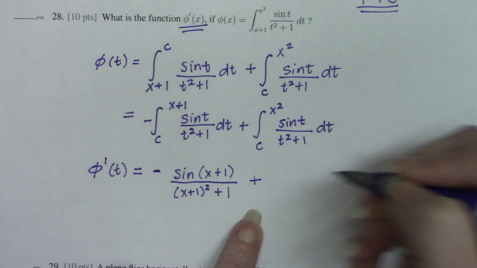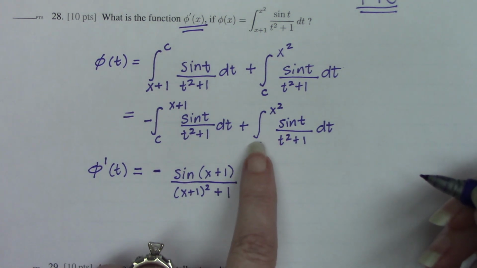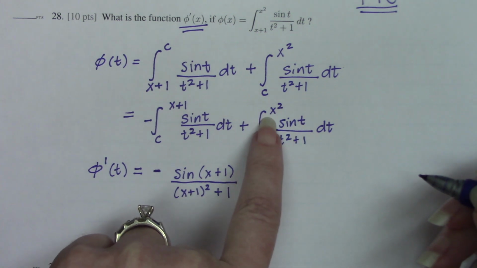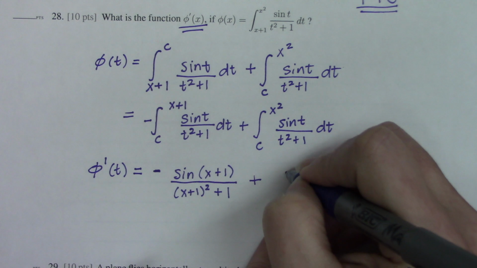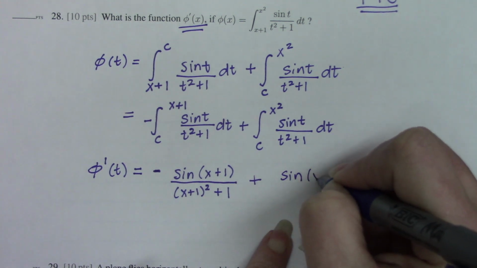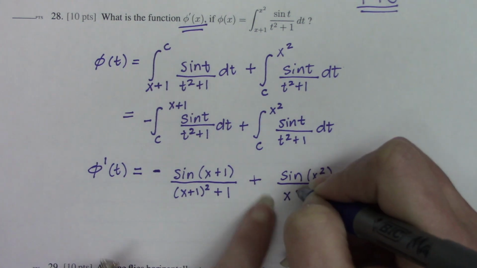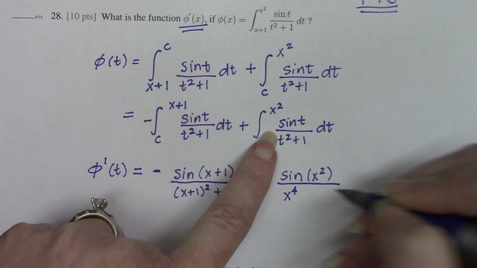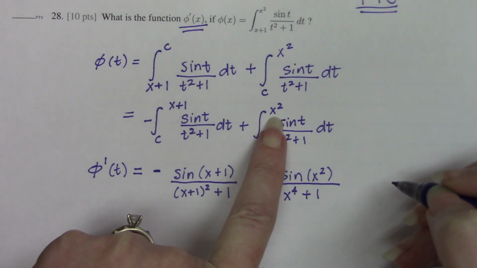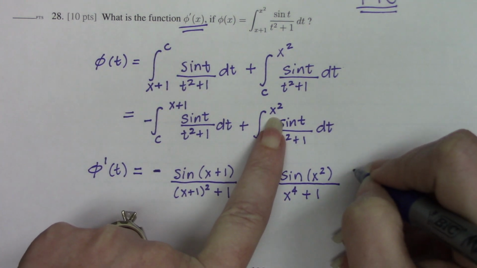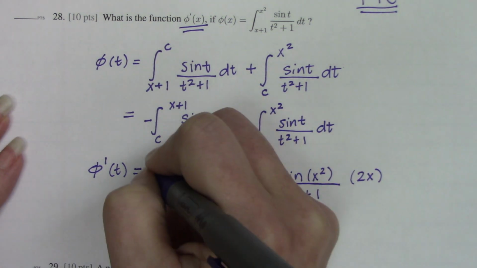All right, now let's deal with the second integral. Same thing. Lower bound is a number, upper bound is an expression, so we're ready to do this. You just plug the upper bound expression in everywhere you have a t. So sine of x squared over x squared squared, which is x to the 4th, plus 1, and then you multiply by the derivative of this expression, and the derivative of x squared is 2x. And that's it. That's the exact answer.